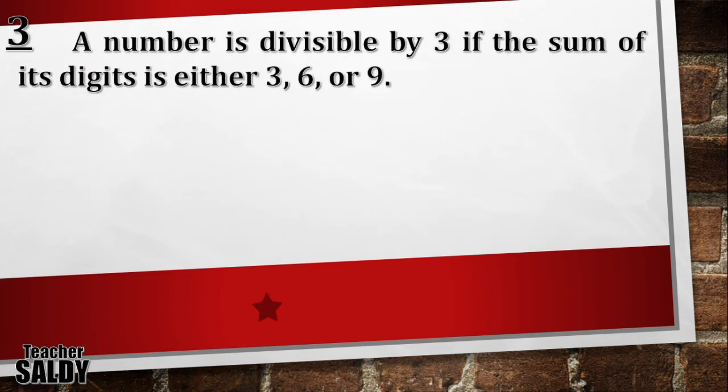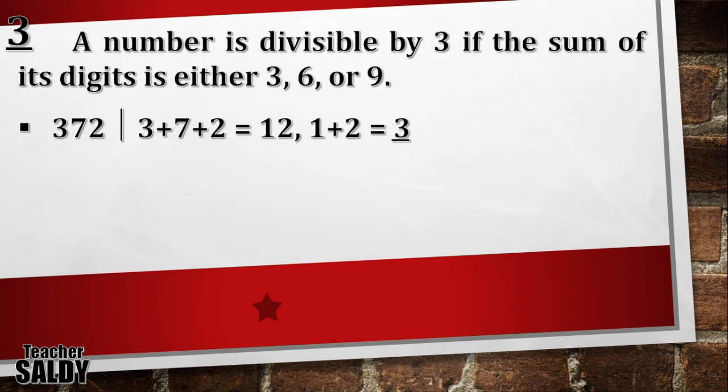Next, divisibility rule of 3. So, a number is divisible by 3 if the sum of its digits is either 3, 6, or 9. So, kapag pinagsama-sama mo yung mga digits, kapag dinagdag mo sila sa isa't isa, at ang pinakahuling number na lumitaw is 3, 6, or 9, ang ibig sabihin, pwede mo silang hatiin by 3. That number is divisible by 3. Let's have an example.